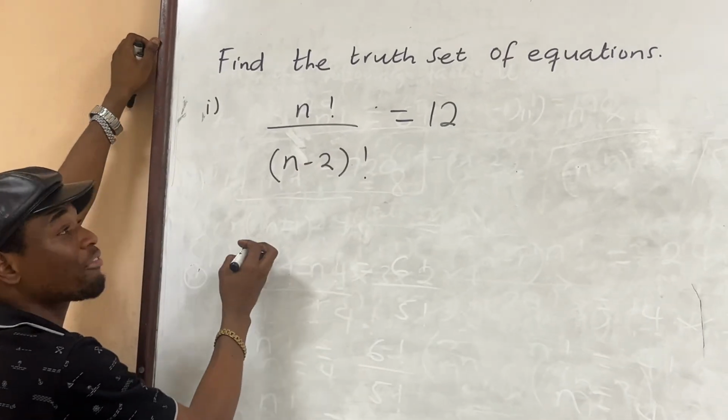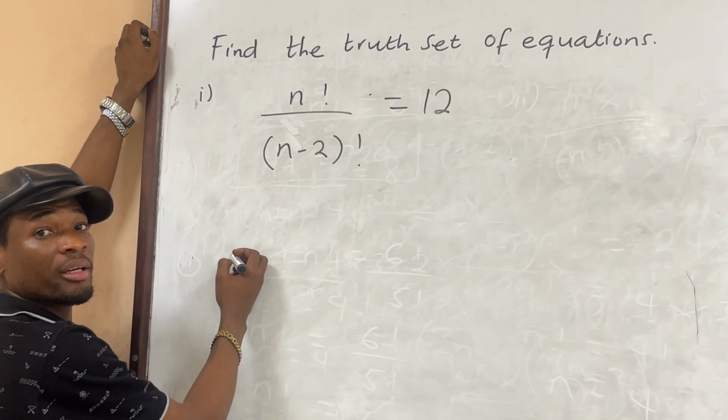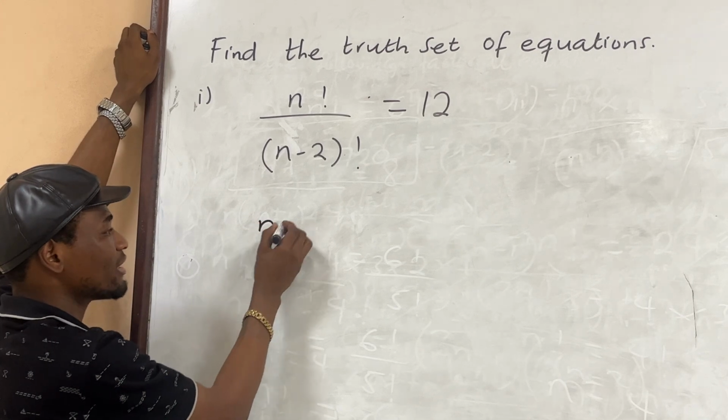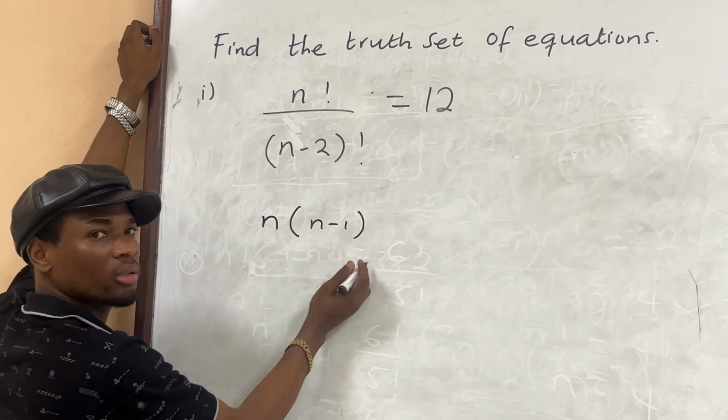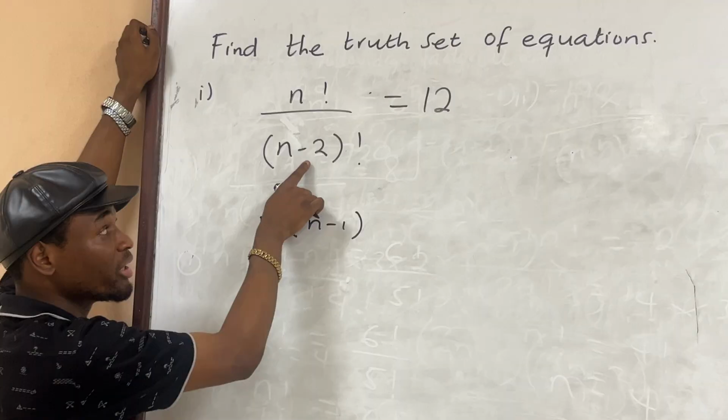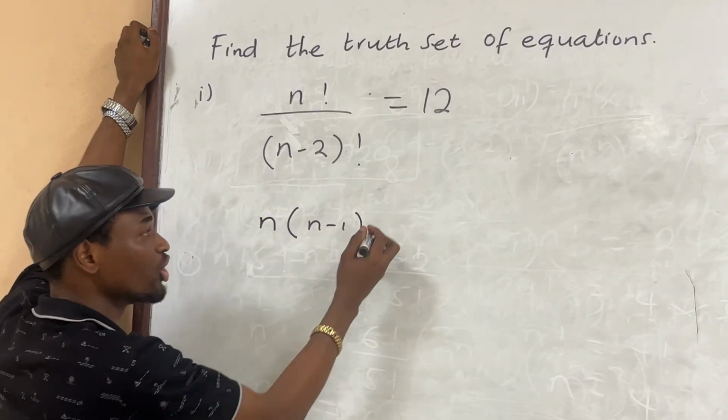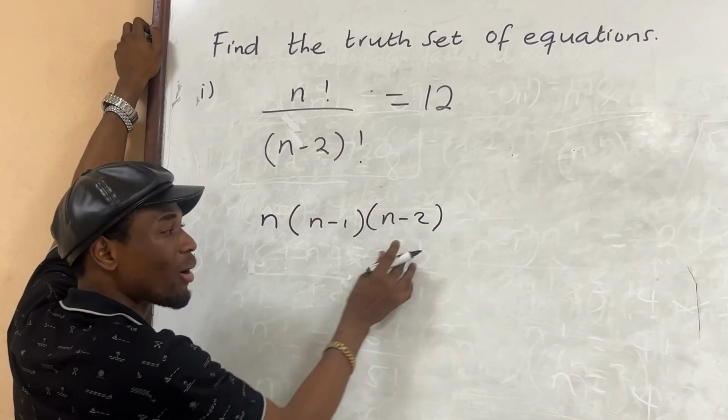We already know that n factorial is defined as n times (n minus 1). We are not going to end here because of the denominator. We have minus 2 here, so I'll continue: n minus 2, and then I'll end at this point.